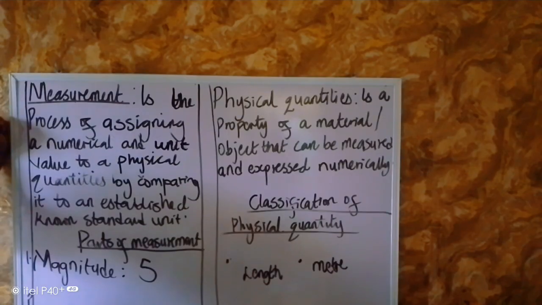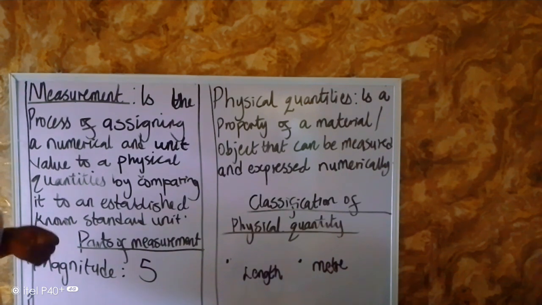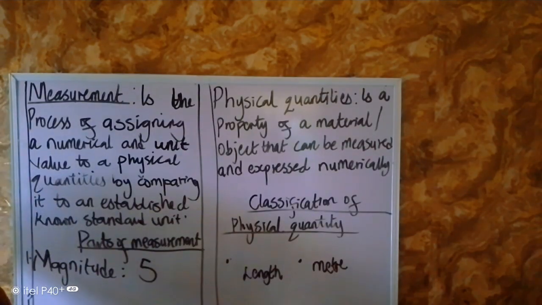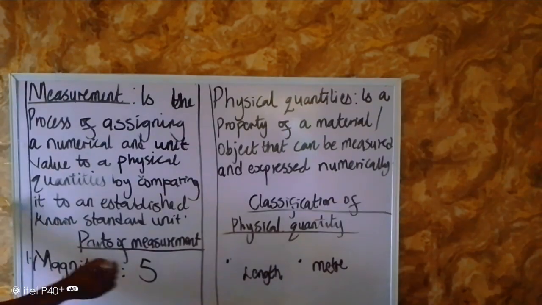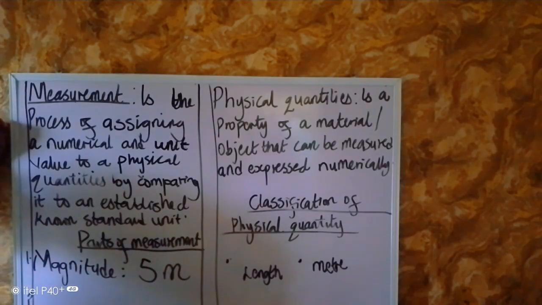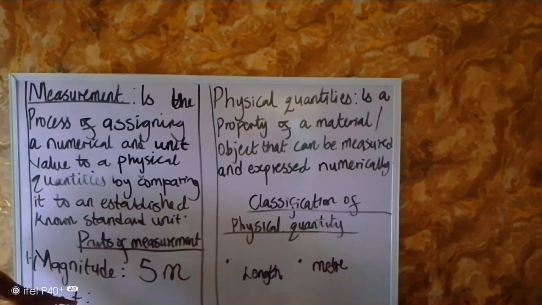I can say I walked 5. But have you seen it's not complete? I walked 5 what? Understand? I walked 5, what does it mean? Doesn't mean anything. The unit gives it a meaning. Remember, the unit completes the measurement for it to be a complete language. But I can say I walked 5 meters. Have you seen it? So this meter is now the unit.